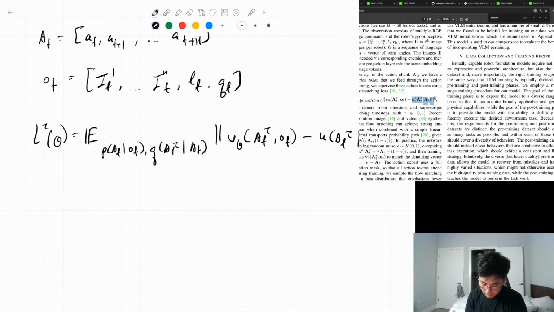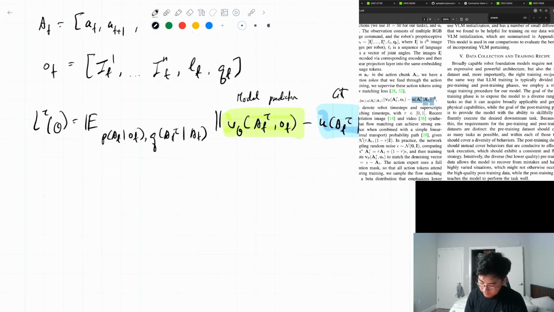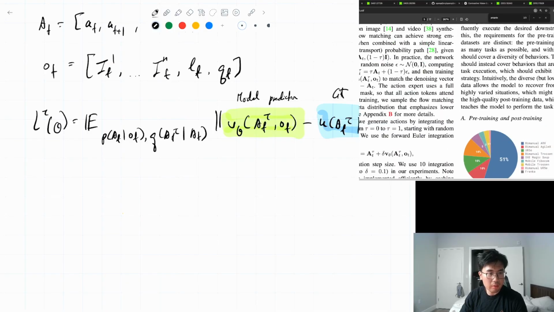Really what's happening is this is going to be what our model predicts, and this is going to be the ground truth. Model prediction, ground truth. And the way we define the ground truth, I'll say it here: U of AT tau given AT is equal to epsilon minus AT.